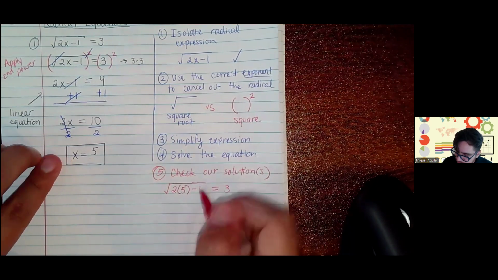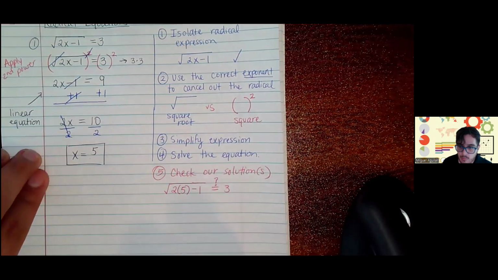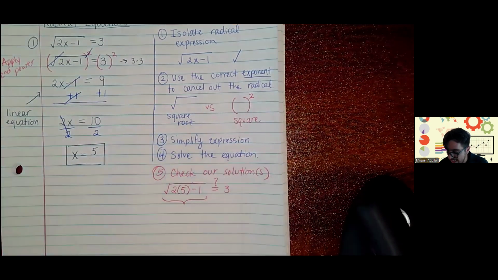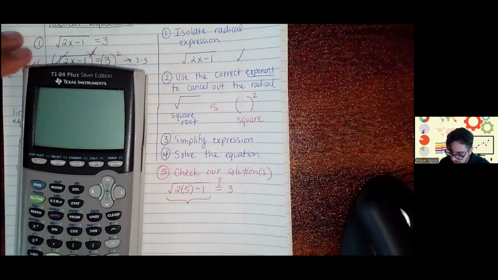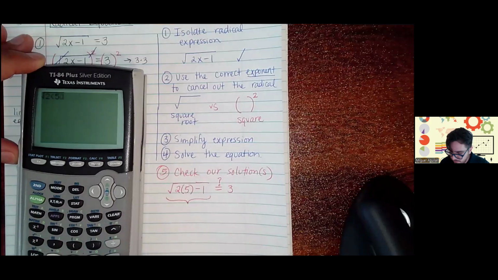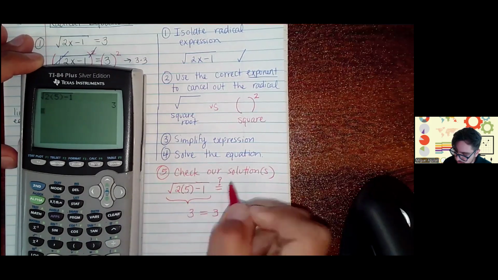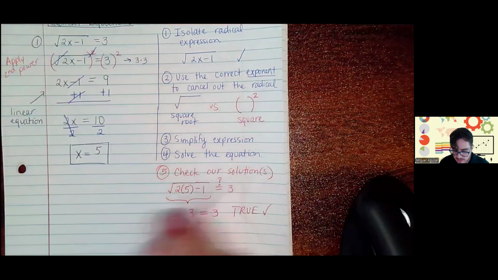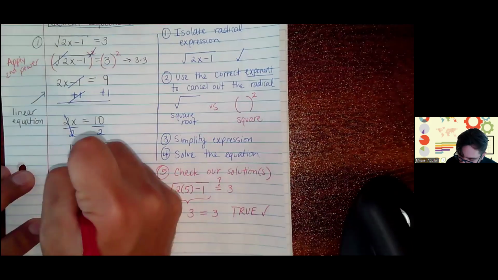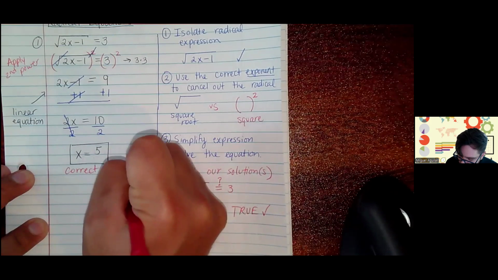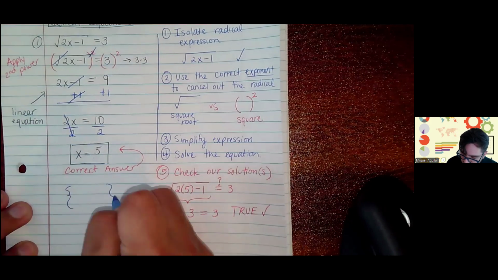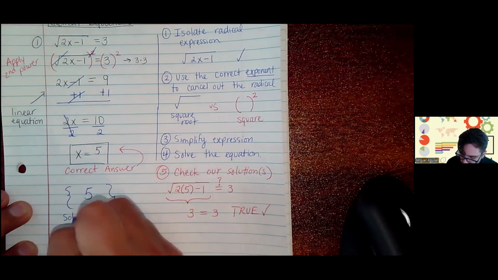Okay. And then we don't know if this is true. What we need to do is just simplify this. And we could do this in the calculator if we wanted to. You could throw this whole thing in the calculator exactly the way we wrote it down. Square root of 2 times 5 minus 1. Simplify that part. So I have 3 is equal to 3, which is a true statement. And so that tells me that this is, in fact, the correct answer to this problem. So I can write my solution set as 5. And there's my solution set.